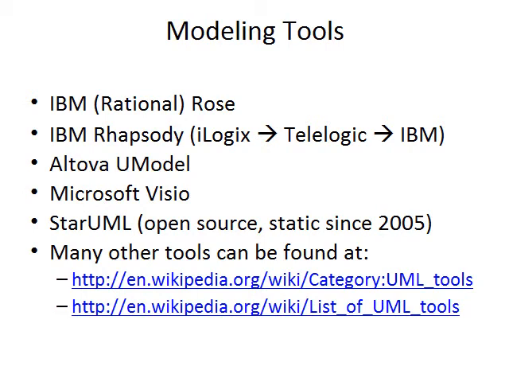Altova has a modeling tool called UModel, and as I mentioned, Microsoft has a UML modeler in Visio, and I use that quite often because it's very readily available. If you have Microsoft Office with Visio in it, you probably have the ability to model UML right now. And so you don't have to go out and buy a product or anything. If you wanted to play around with these UML concepts, you can use Visio to do that. StarUML is an open source tool. It hasn't been kept up to date with the standard, so I wouldn't recommend using that, but I did want to mention it. And many other tools can be found at the links that I've given here.